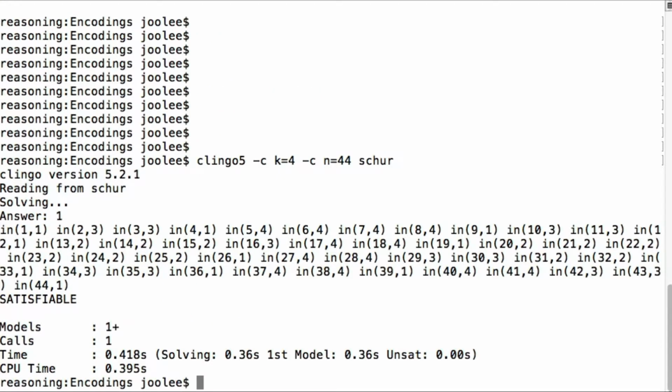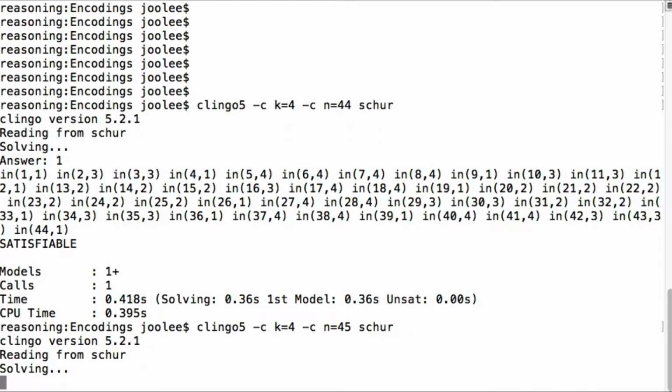Okay, so S(4) is known to be 44, but of course I didn't prove that S(4) is 44. I said S(4) is at least 44 because it's possible. So how do I say S(4) is exactly 44? How do I know that? 45 is not possible. Try 45, and if it doesn't work, yes. So you run it, and Clingo will tell you. I don't know how long it will take.